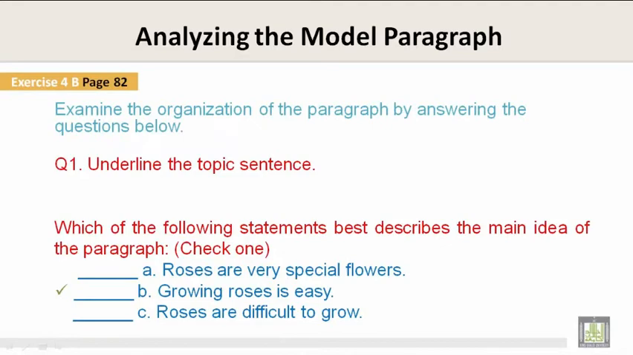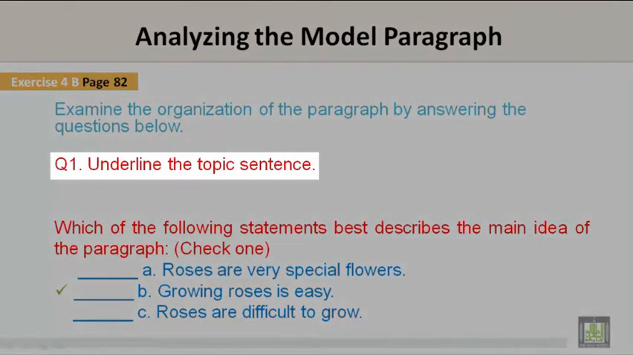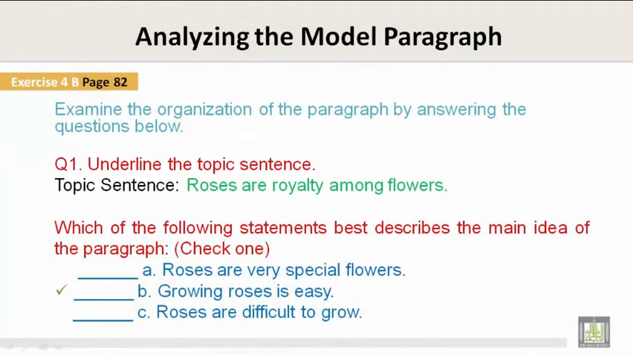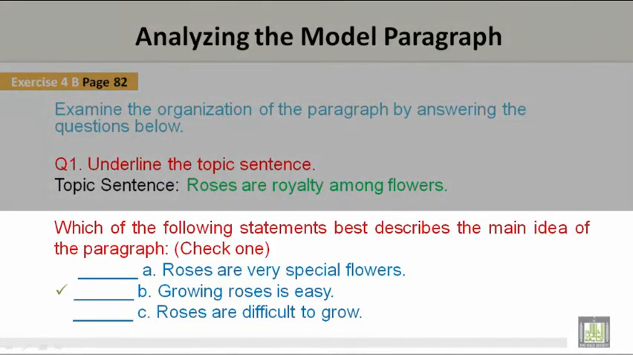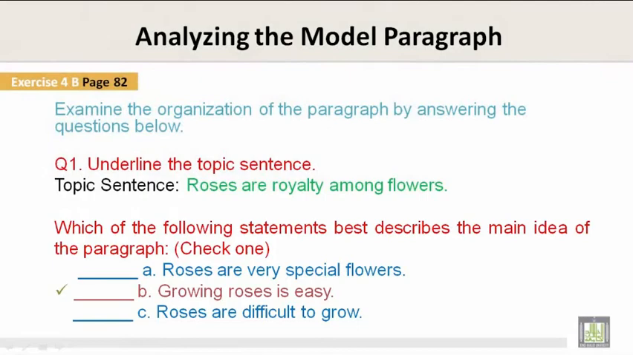Exercise 4B, page 82. Examine the organization of the paragraph by answering the questions below. Question number 1. Underline the topic sentence. The topic sentence is, Roses are royalty among flowers. Which of the following statements best describes the main idea of the paragraph? That would be B. Growing roses is easy.